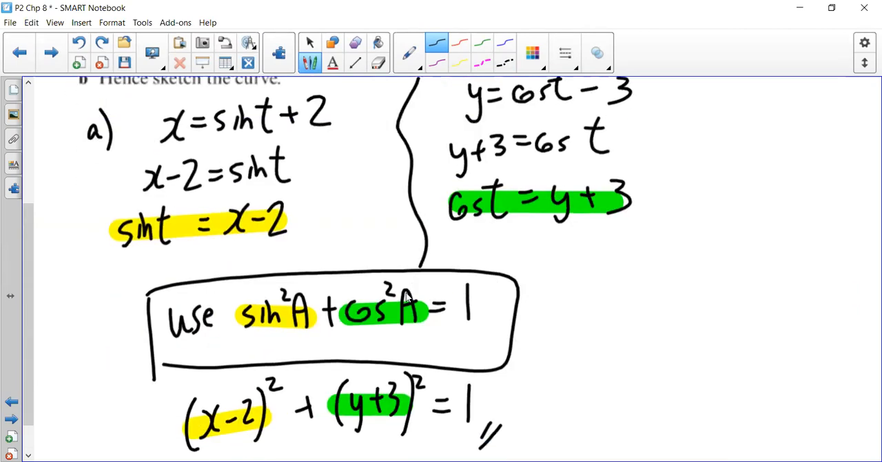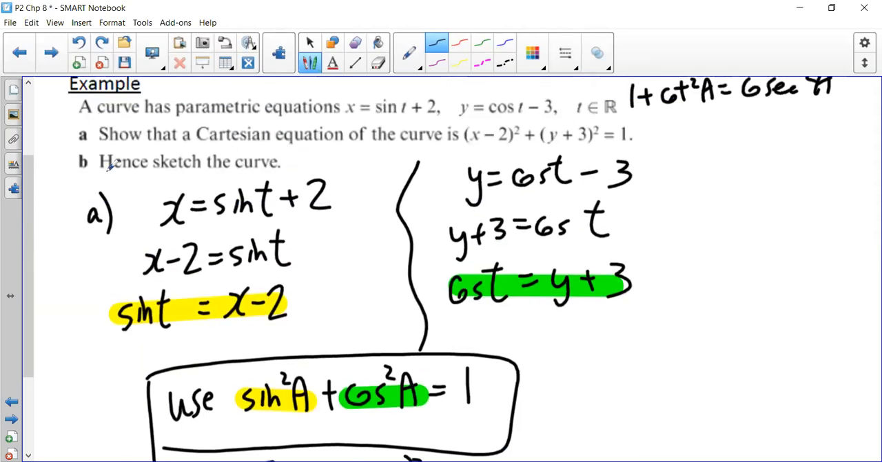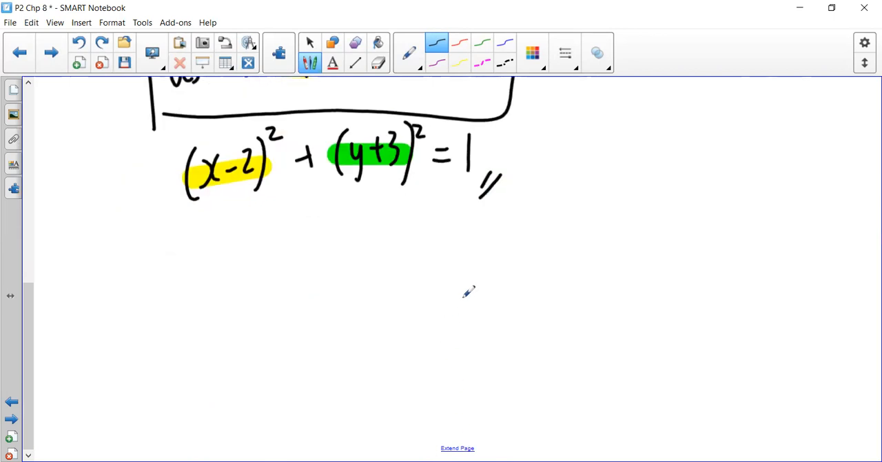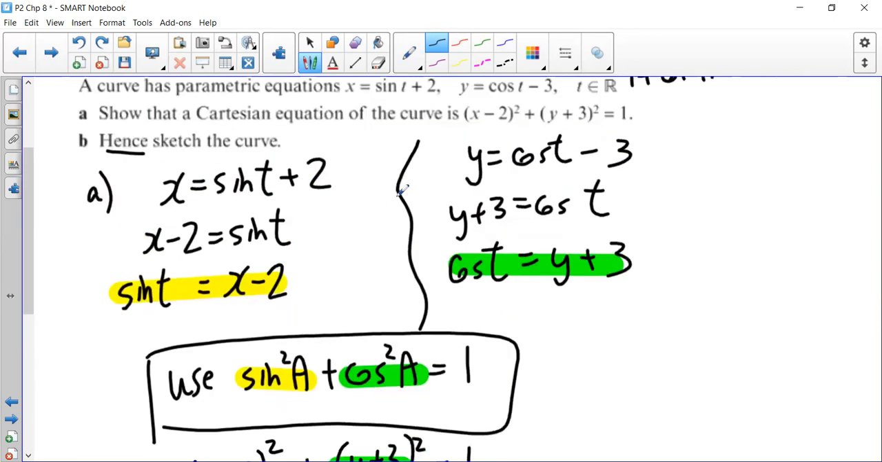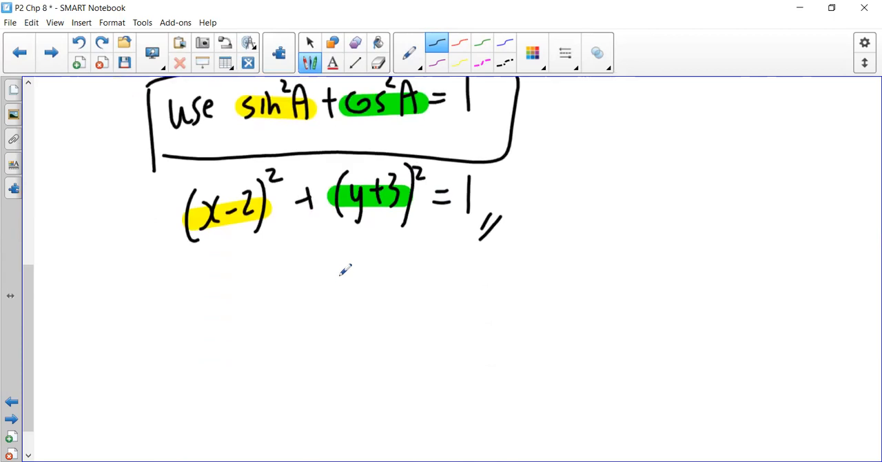All right. Now, part B, hence, sketch the curve. Well, the word hence means use the answer in part A. In part A, we've changed it to Cartesian. So part B, you tell me what shape this is. You should know.